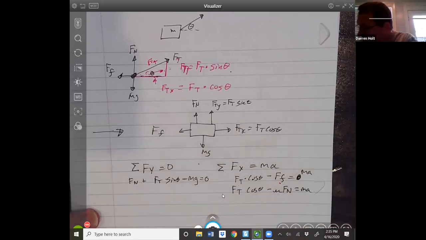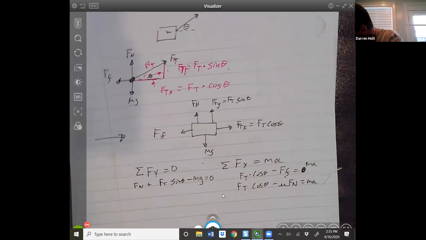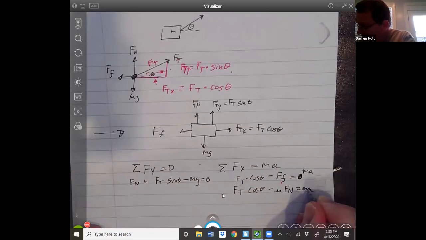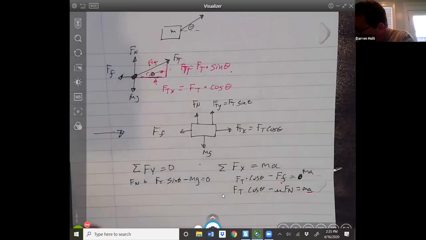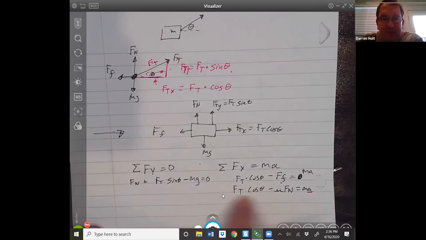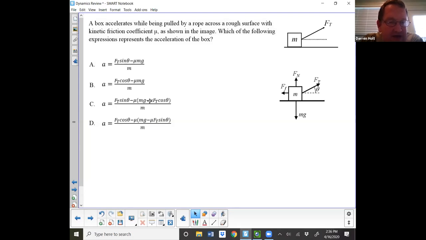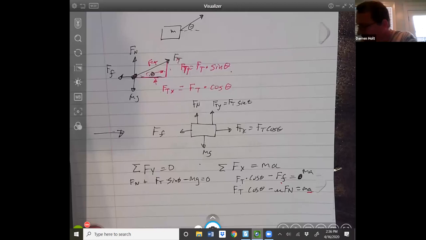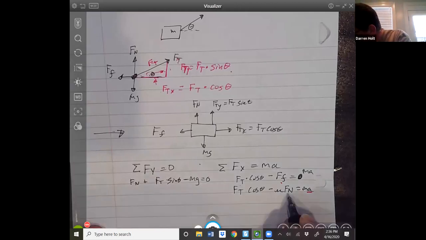MA. And the question is asking me to solve for acceleration over here, which means I really need to be working on this side. I'm solving for this, but if I look at my choices, the force of tension is in every single one of these choices, but not a single one of them has force of friction, and not a single one of them has normal force. So that means I'm trying to get rid of the normal force in my expression. So going back over here, that means I need to get rid of this normal force.